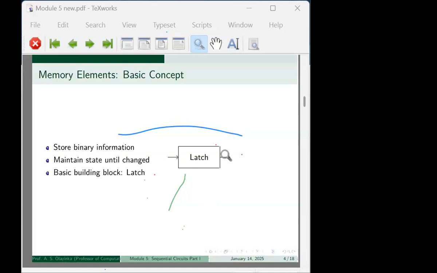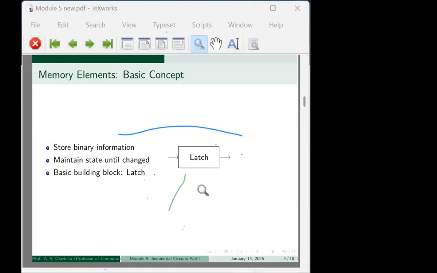As the figure shows you, a latch is just one of the basic building blocks that you have in sequential logic, okay? It's like a multivibrator, bistable in nature, and it has just two stable states. It can either be 0 or 1. And what it is used for is just to store binary information, okay?